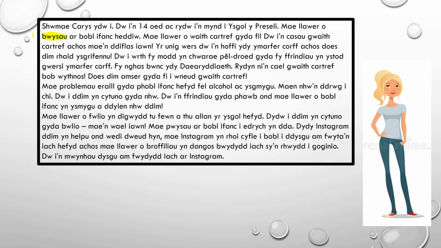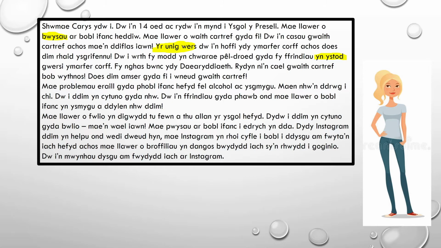Mae llawer o waith cartref gyda fi. Dwi'n casáu gwaith cartref achos mae'n ddiflas iawn. Yr unig wers dwi'n hoffi ydy ymarfer corff. Achos does dim rhaid ysgrifennu. So I've highlighted yr unig wers. Yn Saesneg, the only lesson. Dwi wrth fy modd yn chwarae pêl-droed gyda fy ffrindiau yn ystod gwersi ymarfer corff. So I'm going to highlight yn ystod for you. Yn ystod ydy during yn Saesneg.